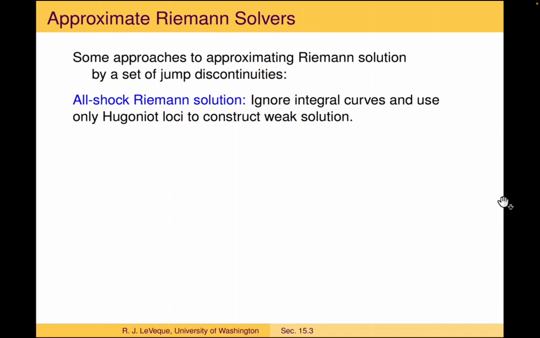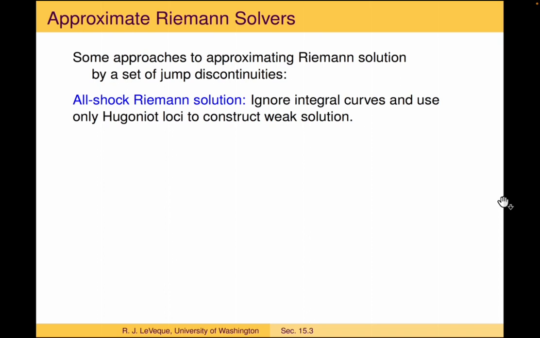So the idea of an approximate Riemann solver is we want to approximate our Riemann solution by some set of jump discontinuities that we can use in that wave propagation algorithm. And there are various approaches to do this. So one possibility is just ignore the fact that there might be rarefaction waves and the integral curves in phase space, and instead look only at the Hugoniot loci and find Riemann solutions that consist of a set of discontinuities propagating at speeds that satisfy the Rankine-Hugoniot jump conditions, which in some cases may be physical shock waves, and in other cases might be non-physical entropy violating shock waves.